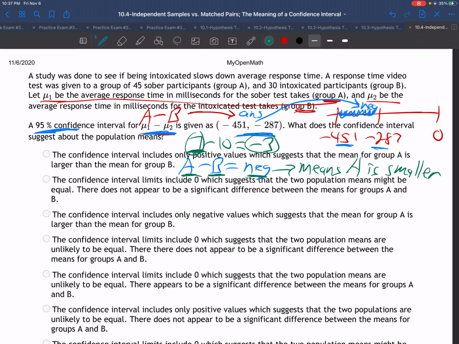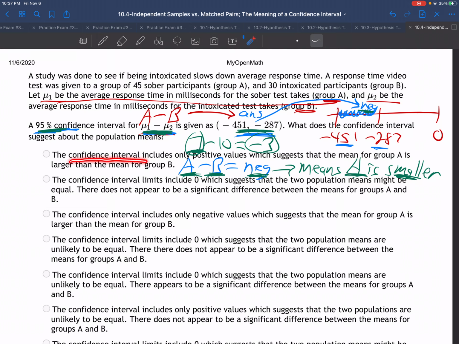So the fact that for mu1 minus mu2, we're 95% sure that the difference between A and B is in this interval between two negative numbers, which means it's a negative number itself. We're 95% sure that the difference between A and B is negative, which means A is smaller. The first number must be smaller if you're subtracting and getting negative. All right, let's go through the options.